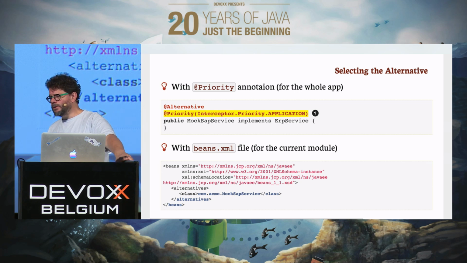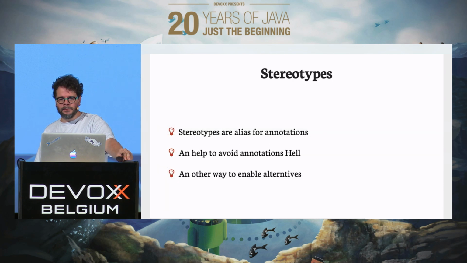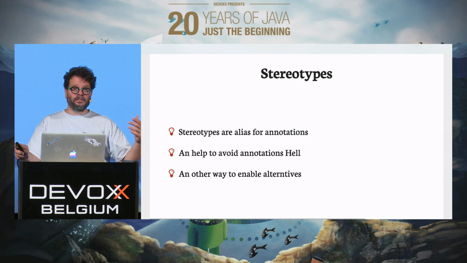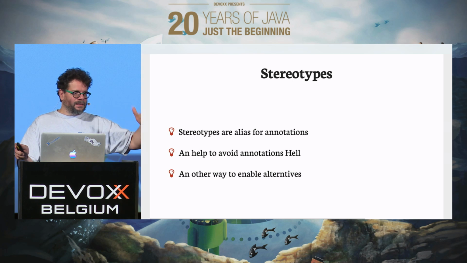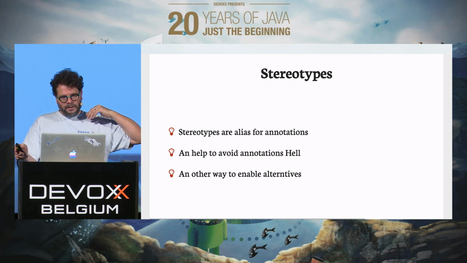Another interesting feature, which is more or less linked to alternatives, is the stereotype feature in CDI. A stereotype is a way to have an alias for annotations. We didn't see that in the new application yet, but you can have beans at the end with a lot of annotations on them, with the context, with the alternatives, with the qualifiers and multiple qualifiers and so on.